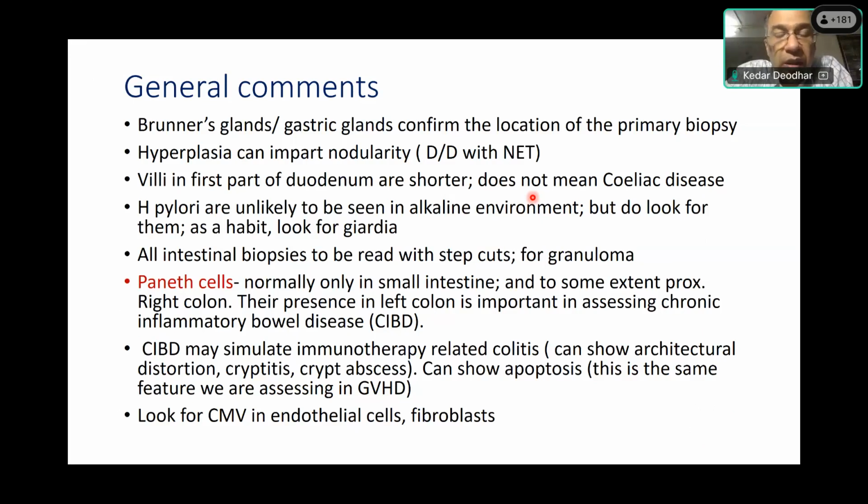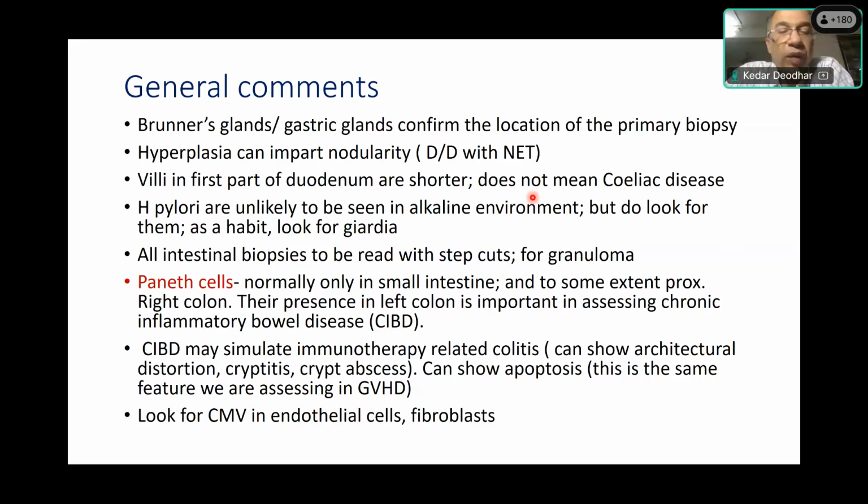With the advent and use of immunotherapy in cancer, we are seeing these changes more often currently, for the last 4 to 5 years. They can give rise to architectural distortion, cryptitis, and crypt abscess. They can show apoptosis also, and these are the same features that we assess in GVHD, or graft-versus-host disease. So the history is important, and the knowledge that immunotherapy can look like chronic inflammatory bowel disease is important. The duration of the illness is crucial in this part.